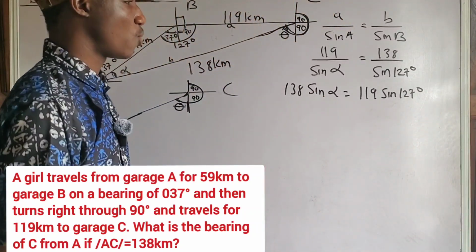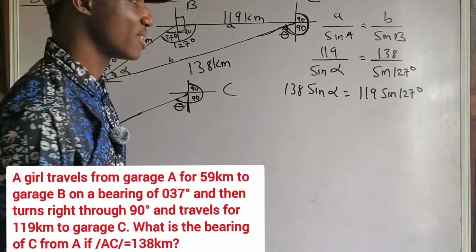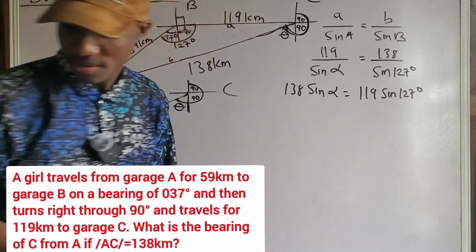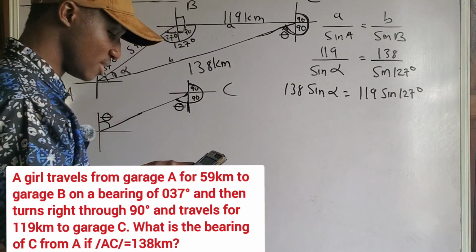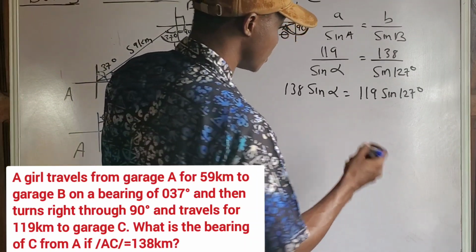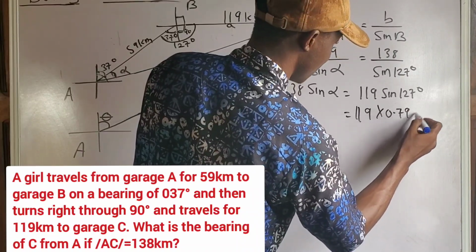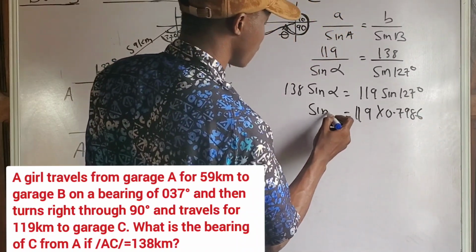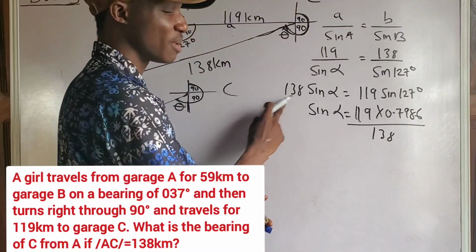So sine alpha is equal to 119 sine 127 degrees, all over 138. What I did here was that I just cross multiplied. I've not done anything else. Now let me use the calculator here. Sine 127 degrees is 0.7986. So I'm going to have 119 multiplied by 0.7986, and then this over 138. Do you know what I did? I just divided both sides by 138.